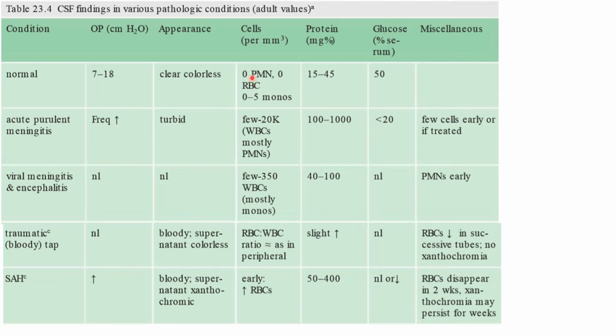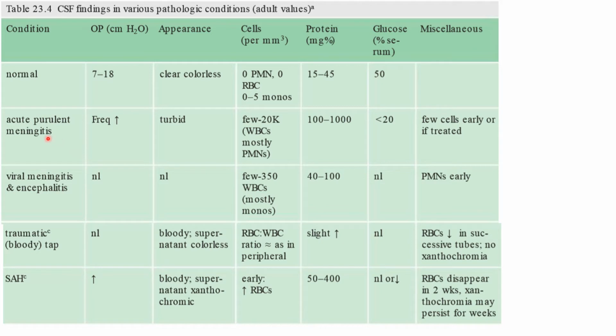There should be zero polymorphonuclear cells and zero RBCs, and up to 5 monocytes is considered within normal. 5 to 10 is suspicious. Protein is around 15 to 45 milligram, and the glucose should be around 50% of the serum glucose.